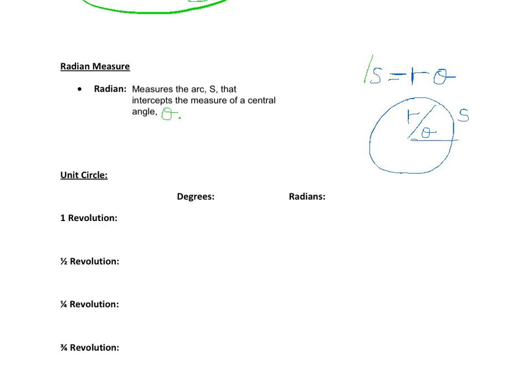This is probably a formula. I don't know if you remember, you dealt with this formula in geometry. This S is basically the arc that the central angle intercepts. I know R is going to be the radius, and this theta, well, that's the angle.